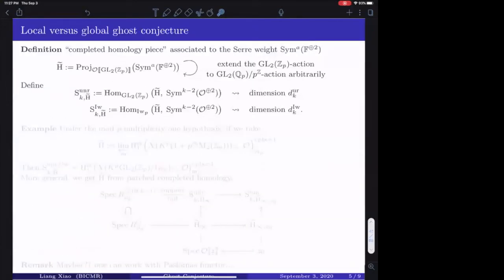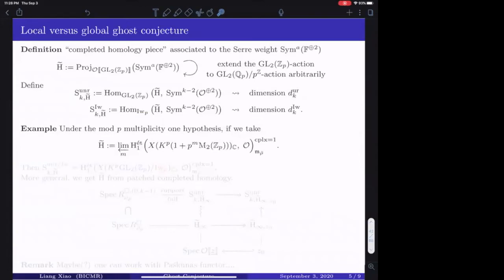So whenever I have such data, I can define some sort of abstract modular form. I just Hom this space to Sym^(k-2) of O direct sum twice. And I want to call this the unramified space of abstract forms. And I can take Iwahori invariants, I call it the forms with Gamma_0(p) level. And their dimensions are given by these.